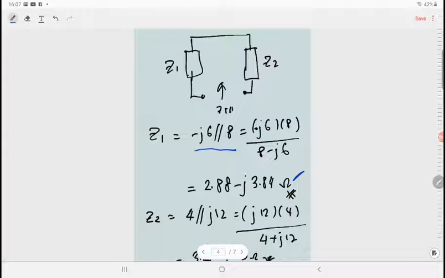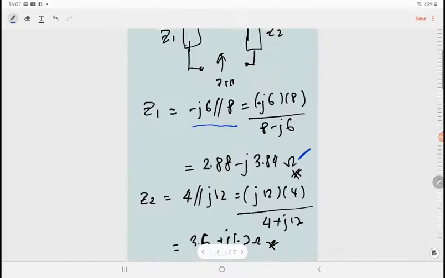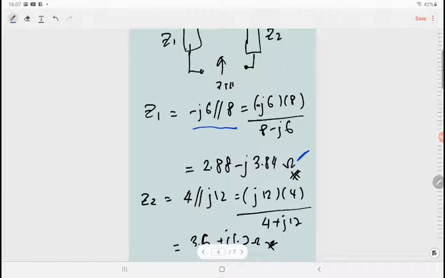And then Z2 is 4 parallel with j12 ohms. Therefore, you can get the value of Z2 equal to 3.6 plus j1.2 ohm, right? So this is the value of Z1 and Z2.